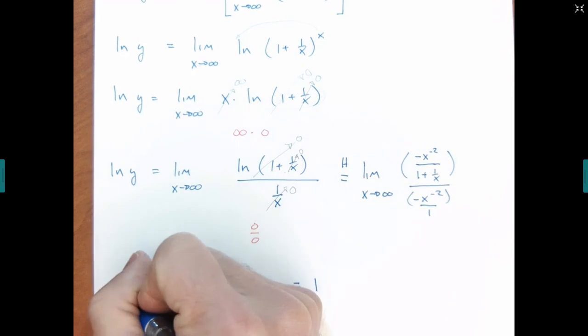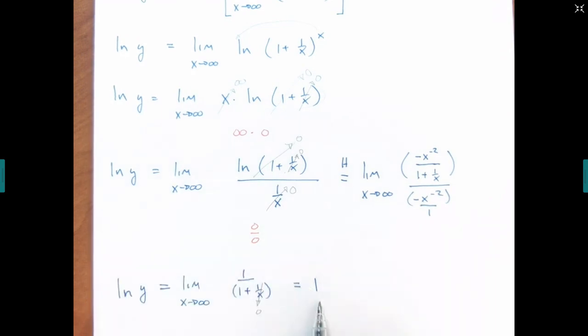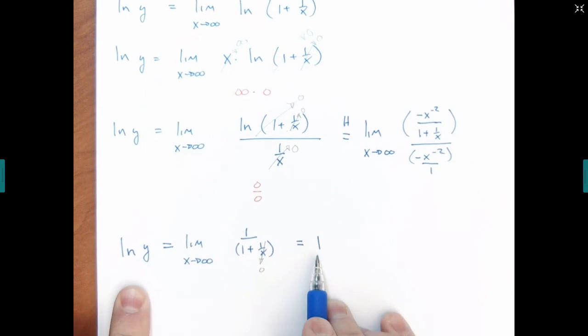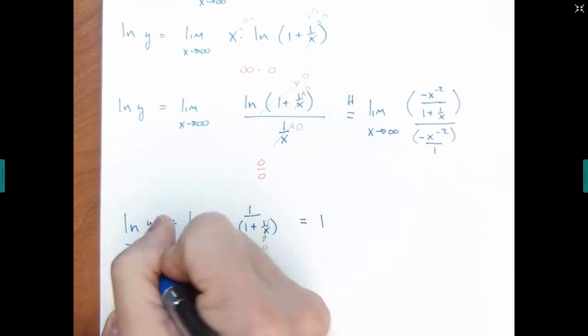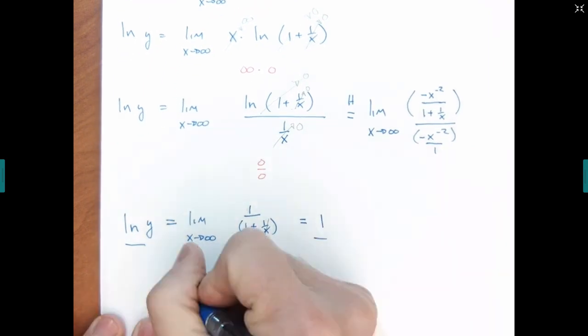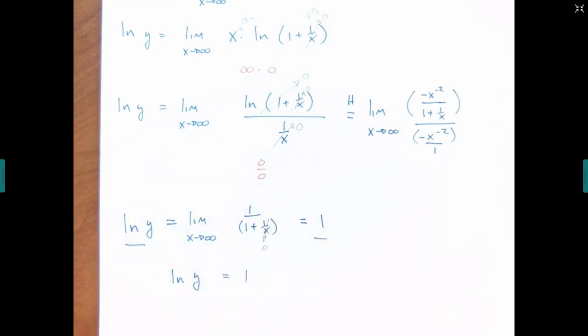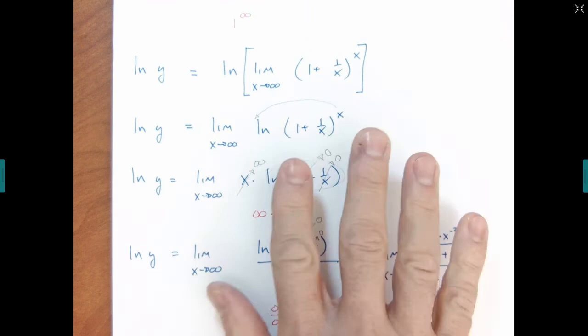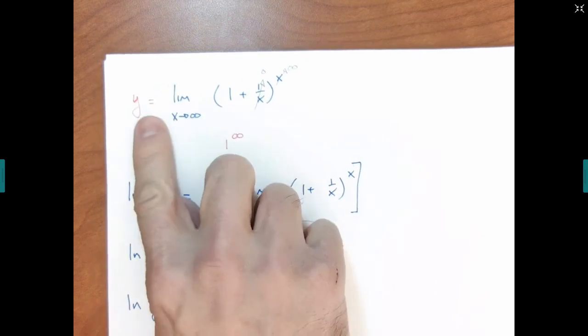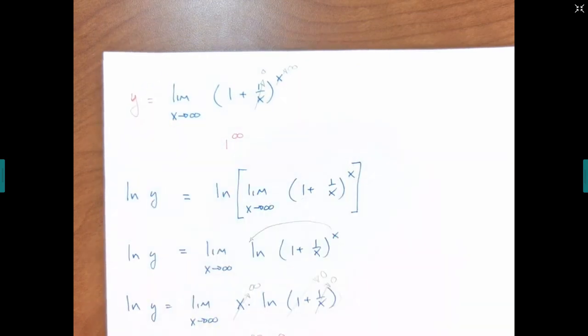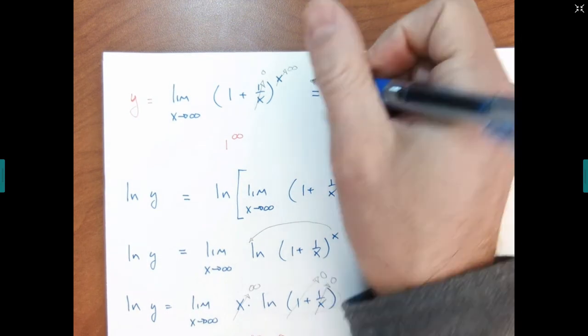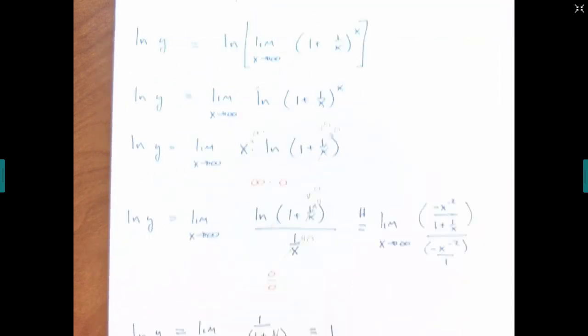Celebrate the answer, maybe, but what I have is the natural log of y is equal to 1. So I think what I'll do is bring these two statements together. The natural log of y is equal to 1. But remember, what I really want is y, because y was what I was looking for. Well, what is y equal to?